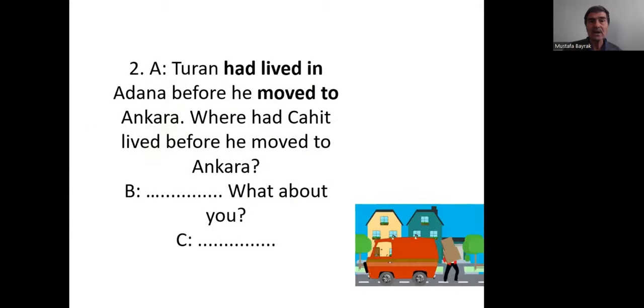Two, Turan had lived in Adana. Okay, Turan had lived in Adana before he moved to Ankara. Where had Cahit lived before he moved to Ankara? Cahit had lived in Kayseri before he moved to Adana. What about you? I had lived in Eskişehir before I moved to Istanbul, for example.